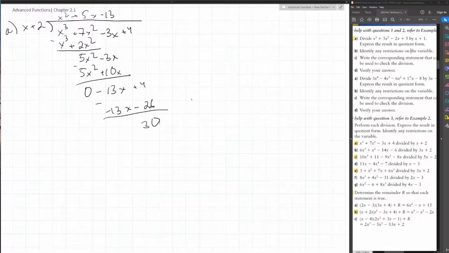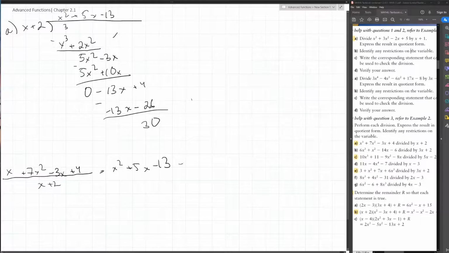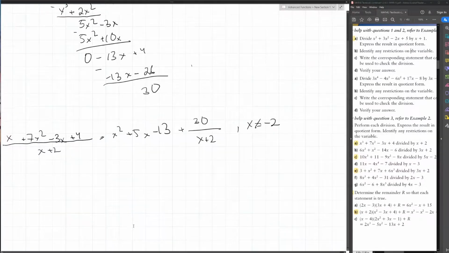Does it ask us to express it in quotient form? Yes, it does. So again, let's quickly manipulate these variables. Quotient form would be our dividend over our divisor, x plus 2, and this equals our quotient, which we got at the top, plus 5x minus 13, and then our remainder is plus 30 over x plus 2. Then it asks us to state the restrictions, so we know that x plus 2 cannot equal 0, therefore x cannot equal negative 2. There you go. That is part A.